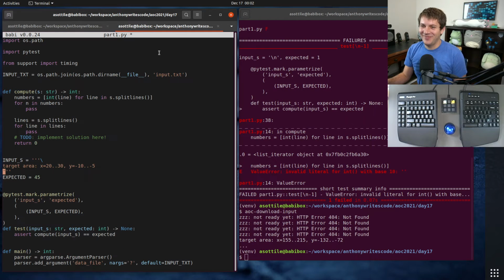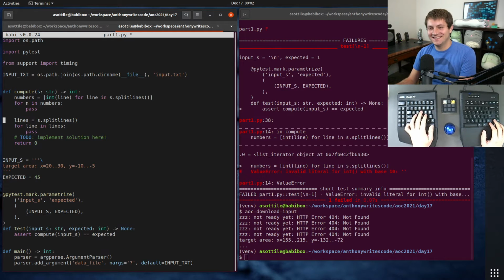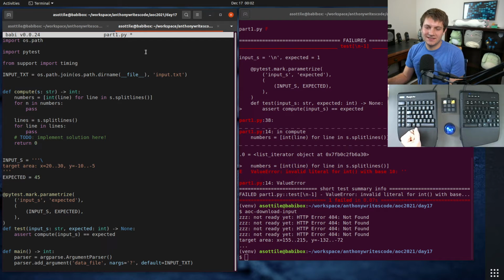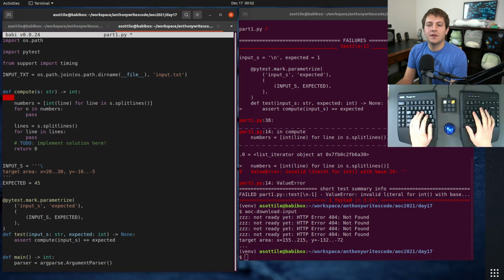Oh no, it's a math problem. Okay. So we just get a target area from this. Okay, how do we parse this out? Coords, let's see.